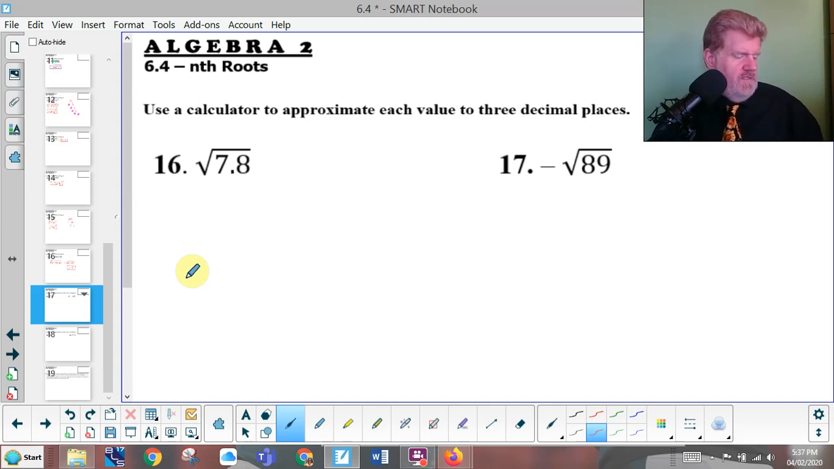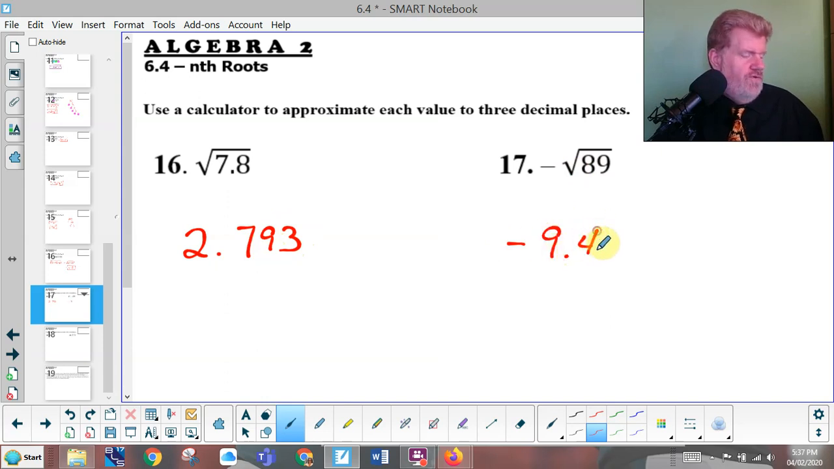So the square root is 7.8. Just hit the square root button, and it is approximately, to 3 decimal places, 2.793 if you round it. Negatives on the outside, so it stays. The square root of 89 would be 9.434, approximately. Okay, square roots, nice and simple.